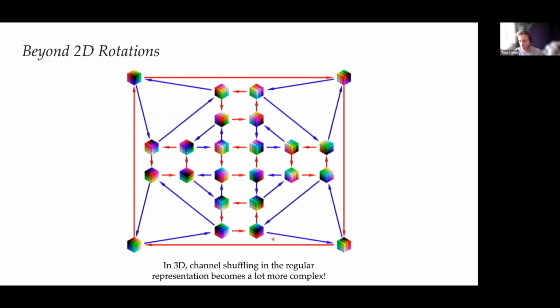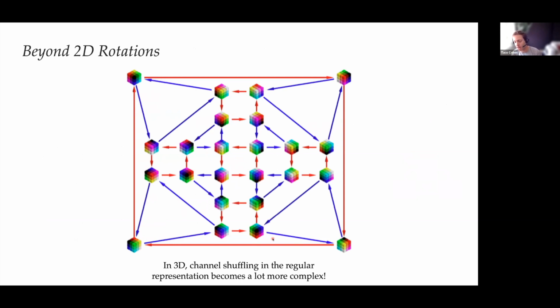And indeed, you can generalize it to all sorts of other groups. So here's one example, the group of discrete rotations in 3D. So let's say you have a three-dimensional voxel grid. Maybe you have some MRI brain scans, and you want to do some kind of learning on it to segment different brain regions or classify certain disease states or whatever it may be.